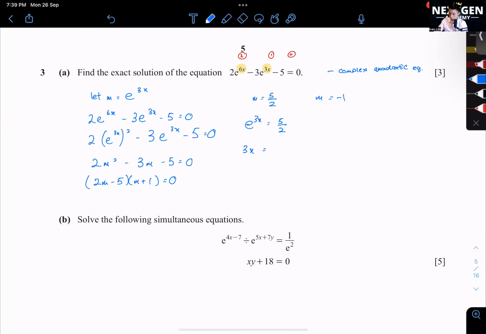So 3x equals ln 5 over 2. We inverse the exponential. Therefore, x equals 1 over 3 ln 5 over 2. If you want to see this one, e to the power of 3x equals -1, 3x equals ln of -1. Cannot. So we reject this one.